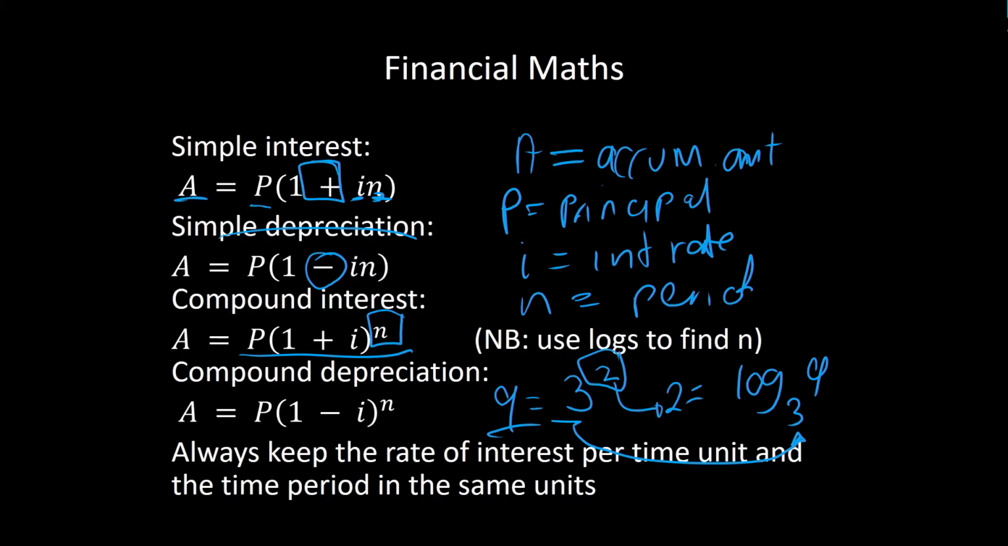When we look at compound depreciation, we notice that the sign in the middle changes to a minus to denote that the value of the asset is decreasing. Remember, when you deal with compound interest, we need to keep the rate of interest per time unit and the time period in the same unit. So if you are working in months, then you remember to divide i by 12 and multiply n by 12.